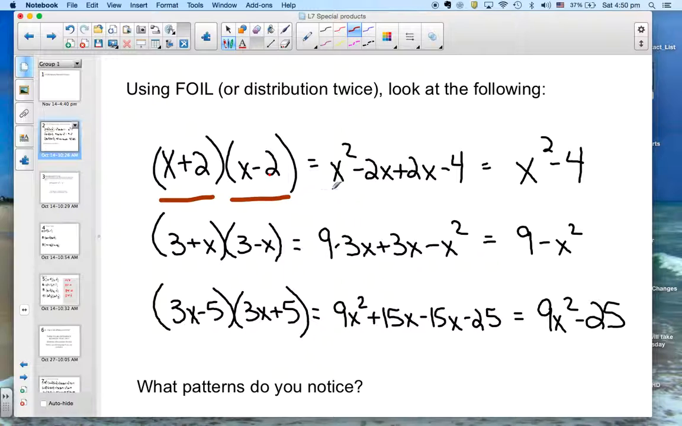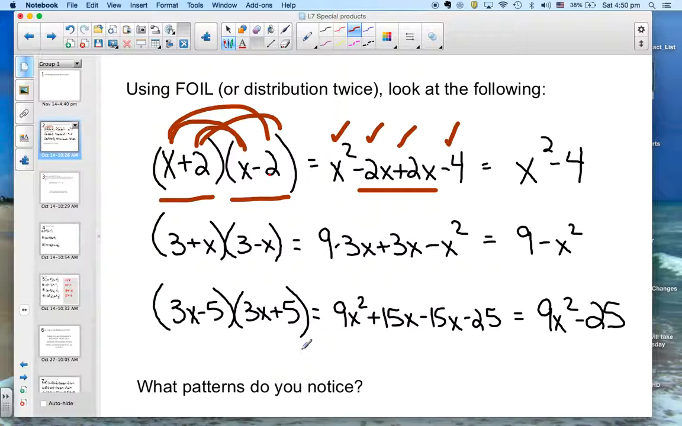And what you learned was if you multiply the first, x times x is x squared. The outer, x times negative 2 is minus 2x. The inner, 2 times x is plus 2x. And the last, positive 2 times negative 2 is negative 4. The next step was to combine the like terms in the center. And in this case, we wind up with a final simplified answer of x squared minus 4.